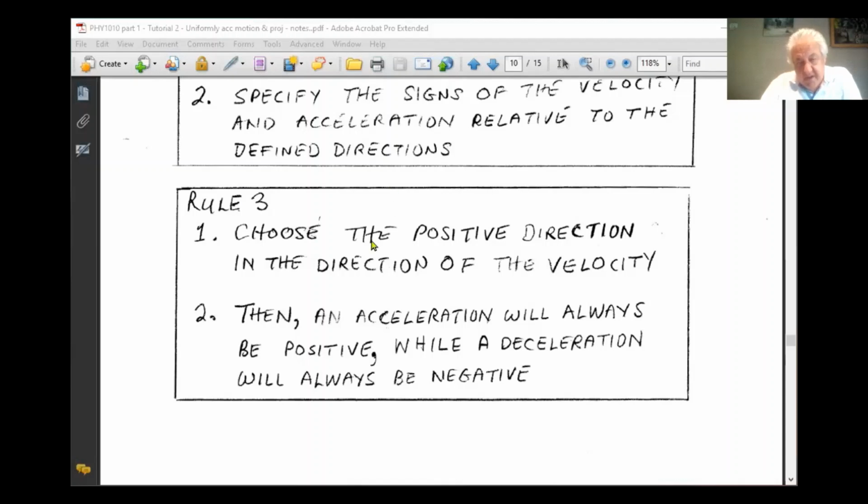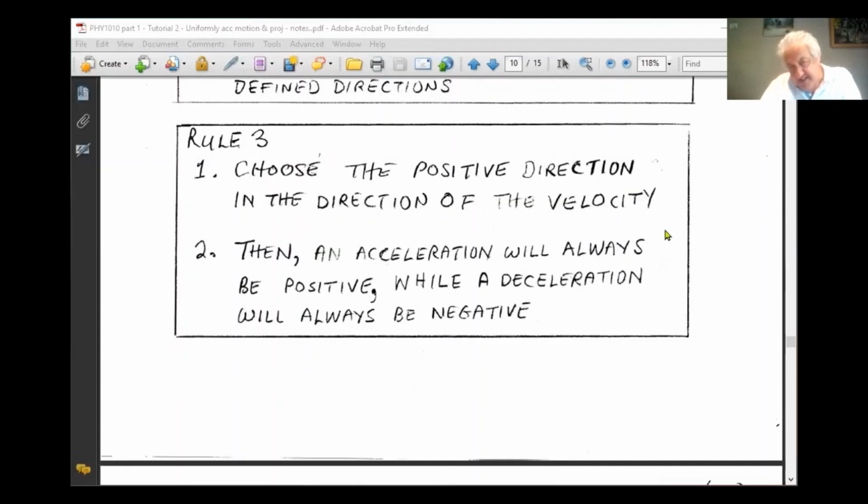Alternatively, rule 3, if you always choose the positive direction in the direction of the velocity, so you define your axes according to the direction of velocity such that the velocity is always pointing in the positive direction. In this case, and in this case alone, you can say the acceleration will always be positive, while the deceleration will always be negative.